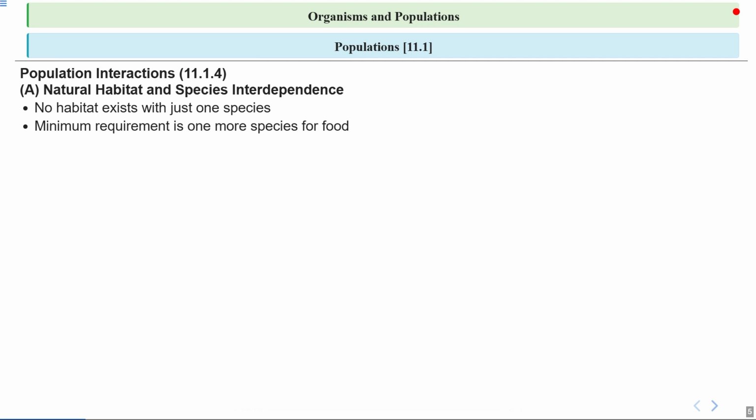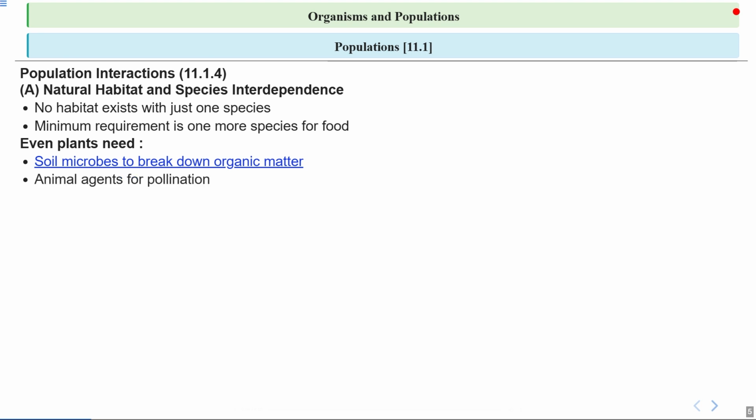Organisms rely on each other. You can see even plants, which are autotrophic organisms that can prepare their own food, are also dependent on other species present in the soil. Soil microorganisms help to break down the organic matter. They help in nutrient cycling, and these nutrients, these minerals, are absorbed by the plant through the roots. So even plants are dependent on other species like microorganisms.